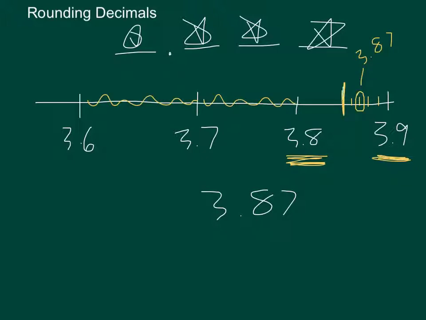Well, 3.85 is halfway between the two. And you see that 3.87 is actually closer to 3.9. So that's what we're going to round it to. 3.87 rounds up to 3.9.